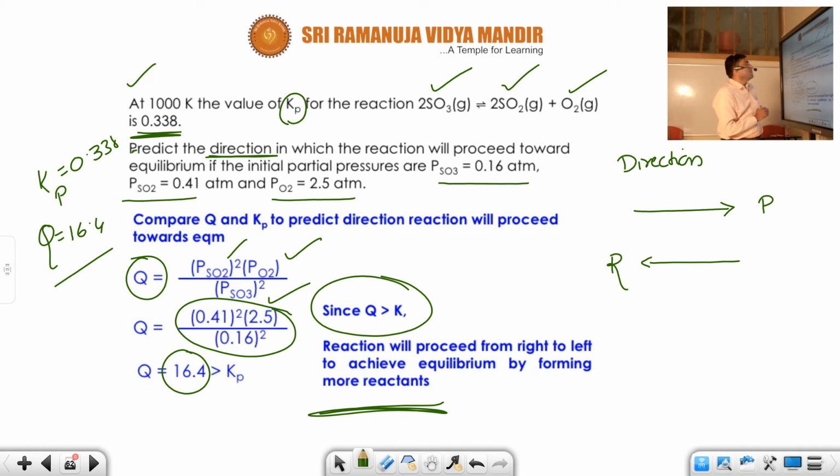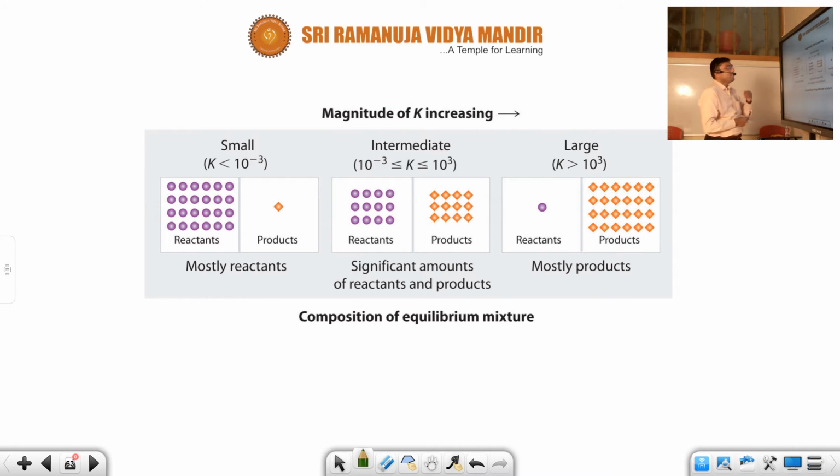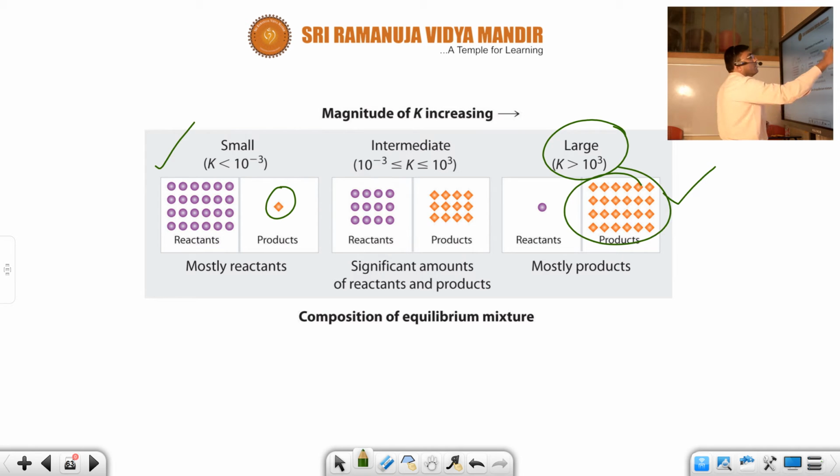So from this question, by calculating the Kp value and Q value, when K is greater than Q, naturally the reaction proceeds in the forward direction. Now let us look at the magnitude. When K is very large, you see more and more products are formed. When K is small, reactants are more and less product is formed. Here you can see more product is formed.